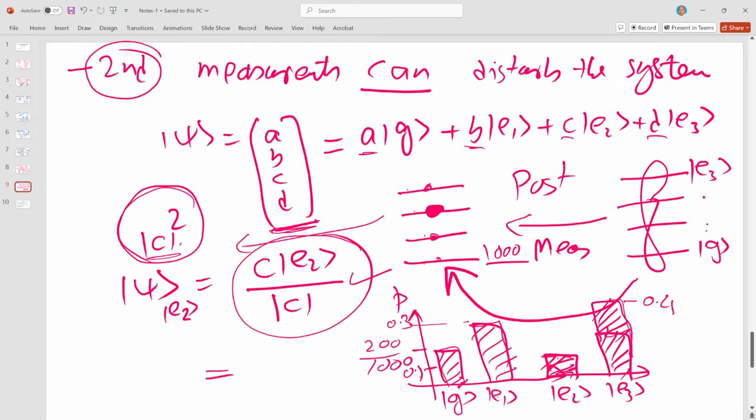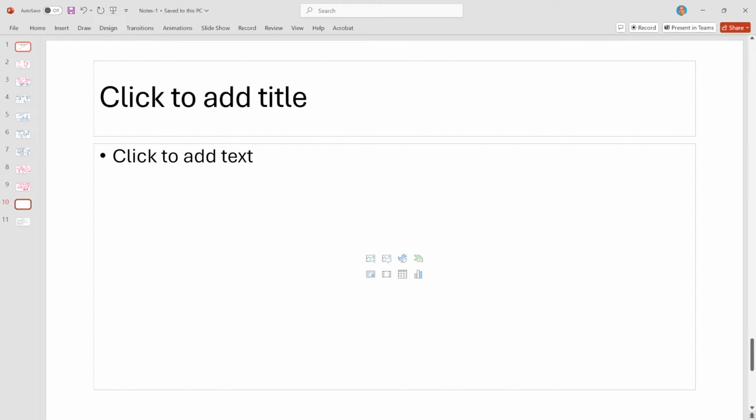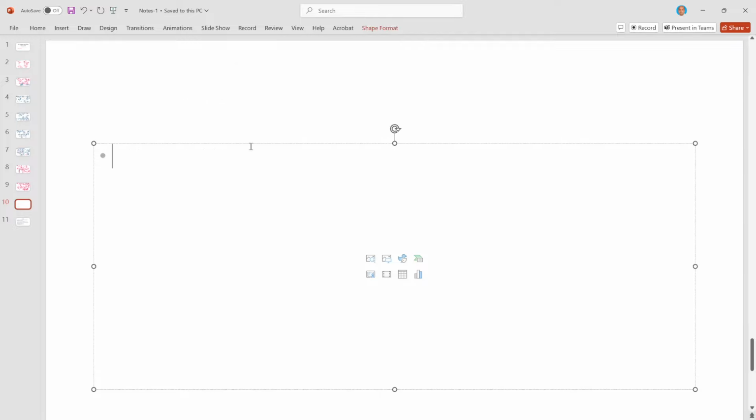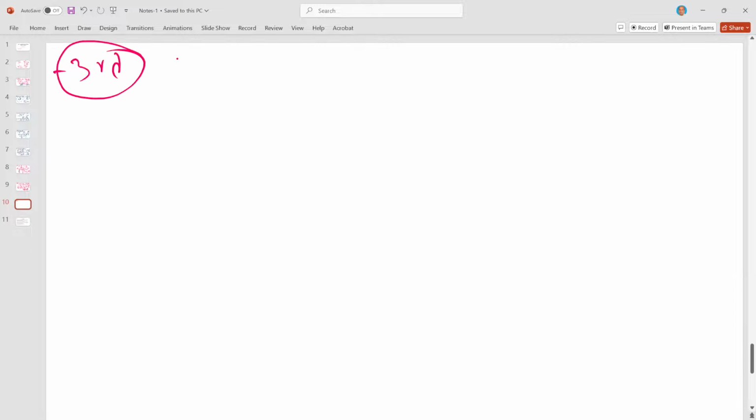Anyway, coming back to this postulate, measurements can disturb the system, unlike classical mechanics where measurements couldn't disturb the system. We will have much more to say about measurements later on. But let me move on to the third postulate. So the third postulate is evolution of state. So how does the state change?